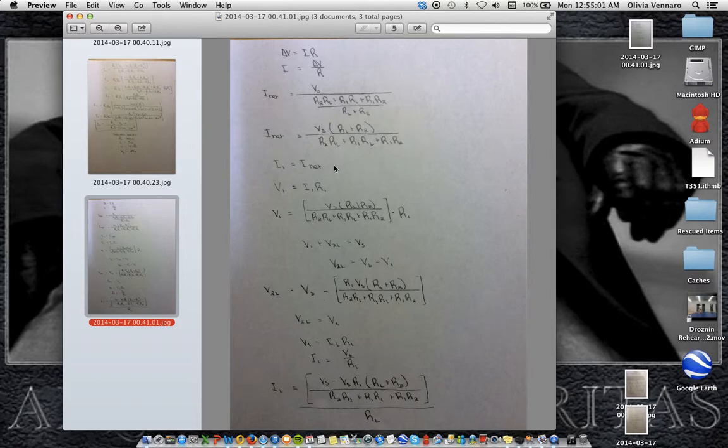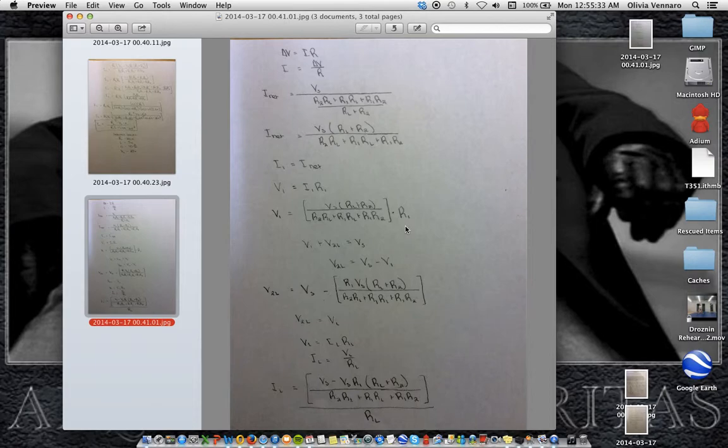And you know that in a series, the current through both resistors will be the same because they're going through the same loop. This means that you can find the voltage through R1 using the current that you just found right here. And then that gives you this equation here.